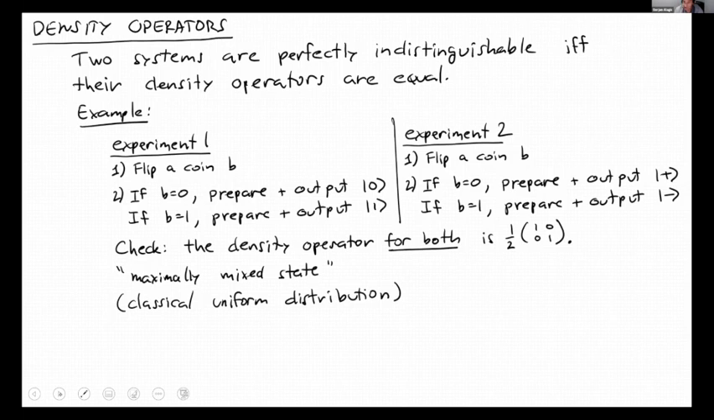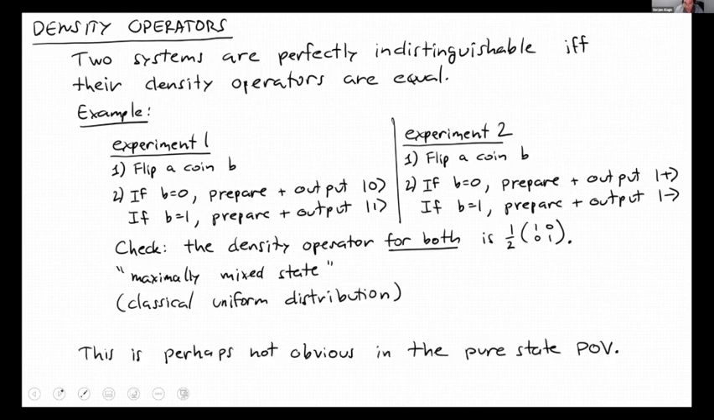And so by our axiom, that tells us that the output of these two systems is perfectly indistinguishable. There is no quantum or classical process that could possibly distinguish these two things, no matter how long it runs or how clever it is. So that's interesting, and I would say not obvious from the pure state point of view. So that's another thing that the density matrix picture, or the density operator picture, has going for it.